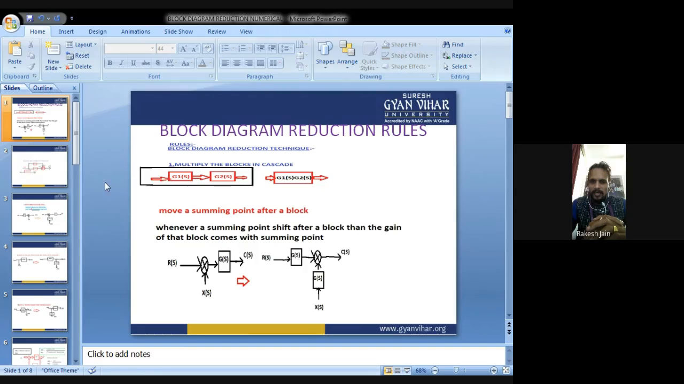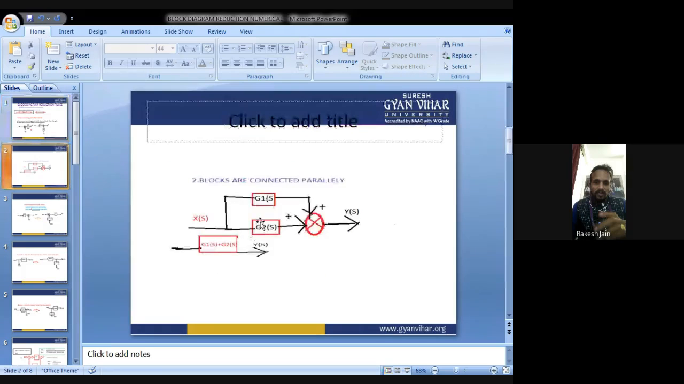Similarly, see the next one, if the blocks are in parallel, let's suppose one block is G1 and the second block is G2. If they are in parallel, then the rule to reduce that parallel combination is just to add those blocks if they come with the same positive sign. For example, here G1s and G2s are two blocks in parallel at a summing junction, so we just add them, G1s plus G2s. So once again I repeat, if the blocks are in cascade, multiply the gain of those blocks. If the blocks are in parallel, add the gain of those blocks.